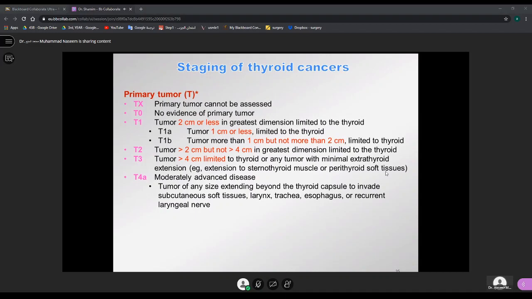T4a is moderately advanced disease. This is a tumor of any size extending beyond the thyroid capsule to invade subcutaneous soft tissue, larynx, trachea, esophagus, or recurrent laryngeal nerve. T4b is very advanced disease. Here the tumor invades the prevertebral fascia or encases the carotid artery or mediastinal vessels.